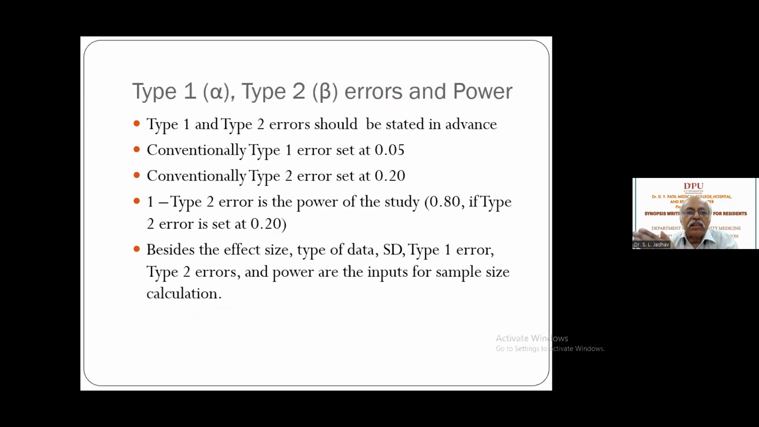So as I said, type 1 and type 2 errors should be stated in advance. Of course, Dr. Jadhav will cover this in detail in sample size calculation. And 1 minus type 2 error is the power of the study. 20% of the times you miss, 80% of the times you will find it. That shows that if you want to increase the power of the study, you have to increase the sample size.